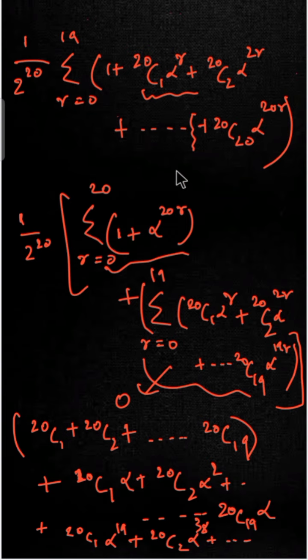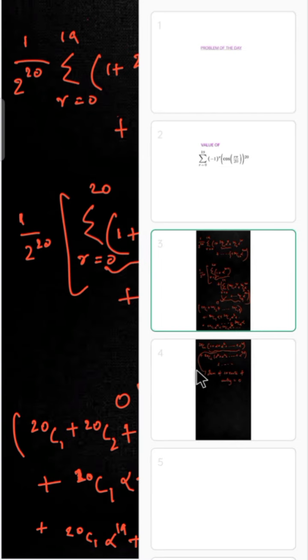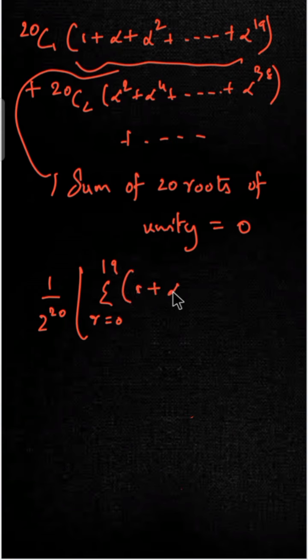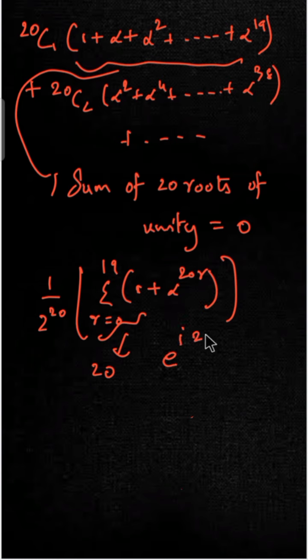And coming to this first bracket, I'll write the whole term here: 1 by 2 power 20 sigma r = 0 to 19 of (1 plus alpha power 20r). So adding 1 from r = 0 to 19, you get this to be 20. The value has to be 20. And this one, alpha power 20r, what is alpha power 20? It's nothing but e power i 2 pi by 20. So put that here into whole power 20, and you just need to cancel the 20.